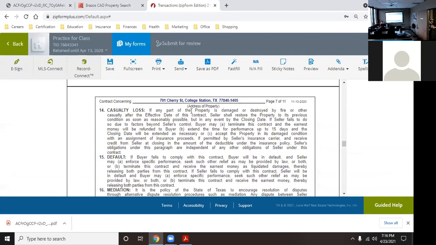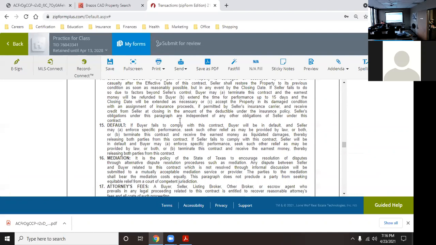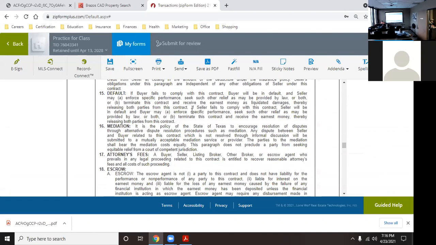Casualty loss, again, if anything happens to the property, it is the seller's expense and duty to fix it and get it back to its previous condition before closing. Default, if the buyer fails to comply with the contract, this is where it says you may sue for specific performance if you are the seller. But again, this is not always the seller that can do this. The buyer can do this if the seller defaults or does not comply with this contract. That is what this is saying right here. If the seller is in default, the buyer may enforce specific performance or whatever.